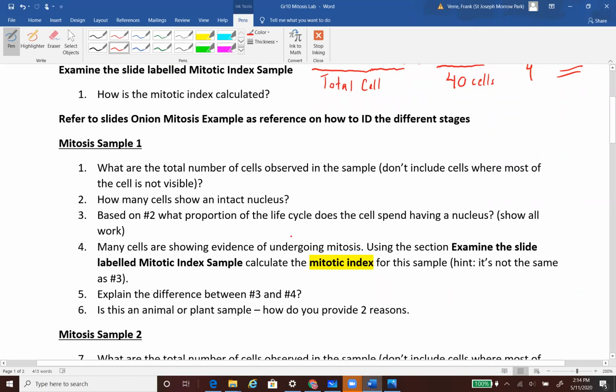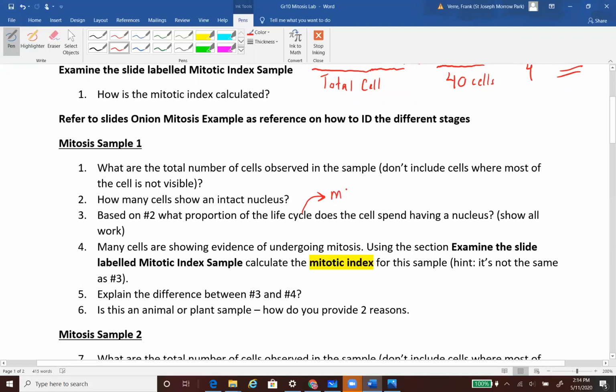So the question that I actually skipped over was in relation to number 2. For example, how many cells have an intact nucleus? And then the follow-up question is, what proportion of the life cycle does the cell spend having a nucleus? In other words, what that means is the same thing as the mitotic index.